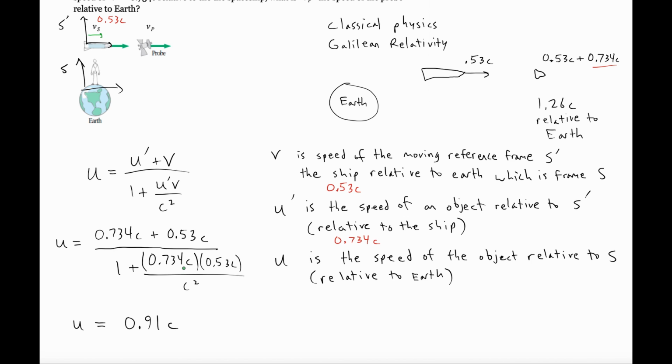Keep in mind that the c's here can cancel, so that makes the calculation not too bad. All right, so instead of being 1.26 c, we get 0.91 c. 91% of the speed of light.